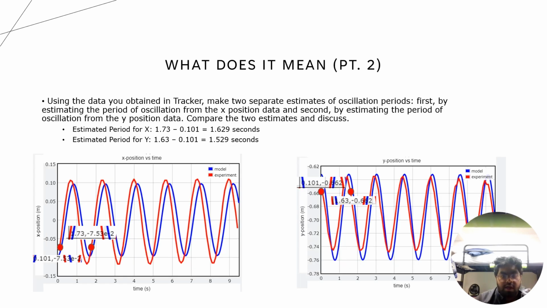Then using the tracker data, what do we get for our oscillation periods? Here I just took 2 points that were in the same part of the motion, got the time for each, and subtracted them. For x, you get 1.629. For y, you get 1.529.